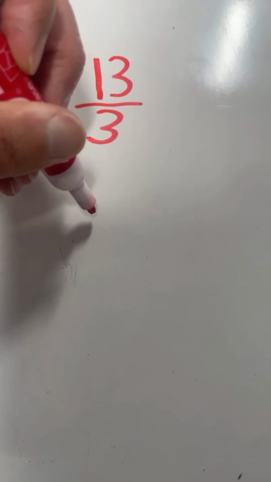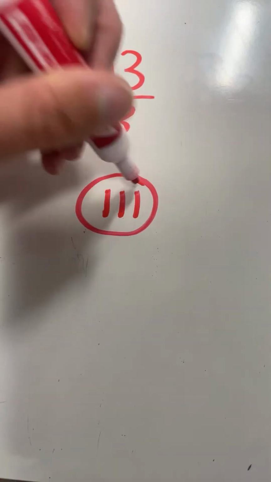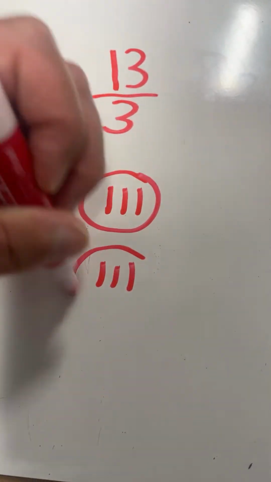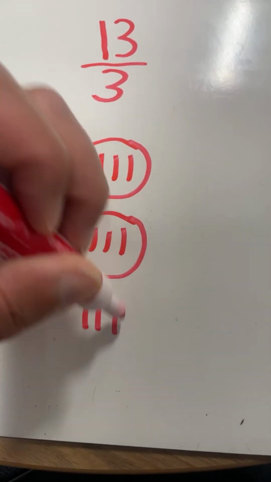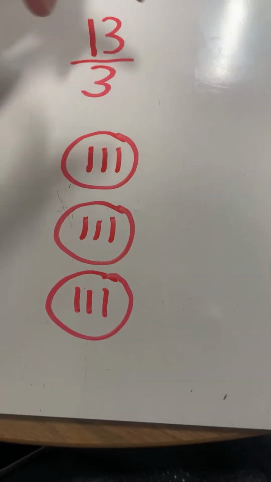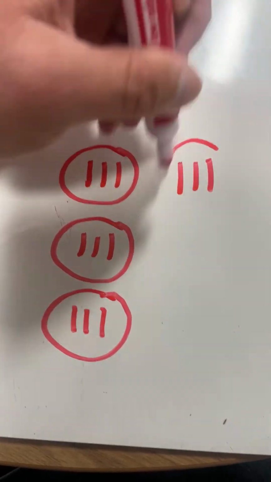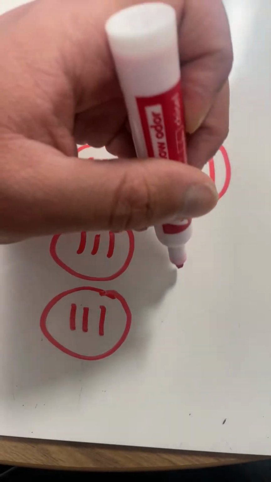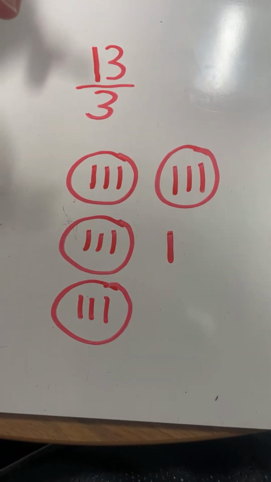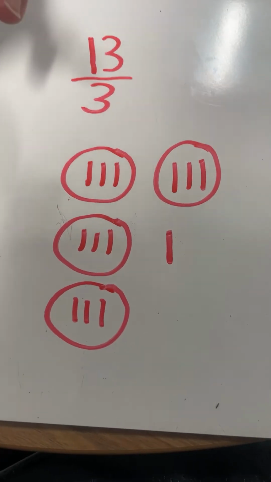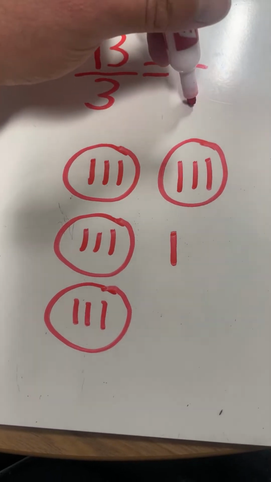So 13 total tallies we're going to make. 1, 2, 3. That's one group of 3. 4, 5, 6. That's two groups. 7, 8, 9. 3 groups of 3 there. 10, 11, 12. That's 4 groups of 3. Now we have our 13 total tallies. So we were able to get 4 full groups of 3 within 13. So 4 is our whole number.